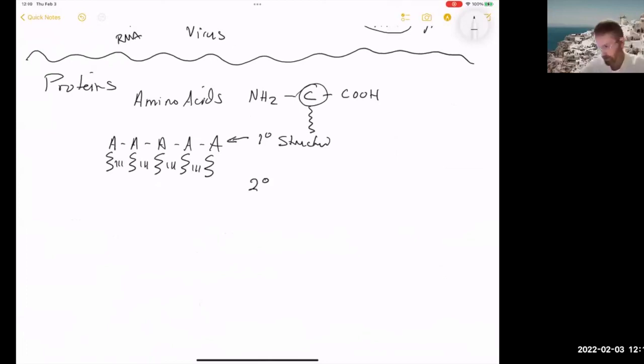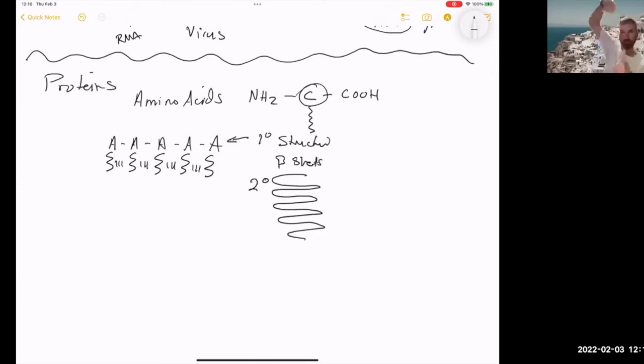All right. And you get two major types of secondary structure. You get folded sheets that will fold on top of one another, like sheets, and we call those beta sheets. Or it can twist around in a helical structure, kind of like how DNA or RNA is, and we call those alpha helices. All right, that's the secondary structure.